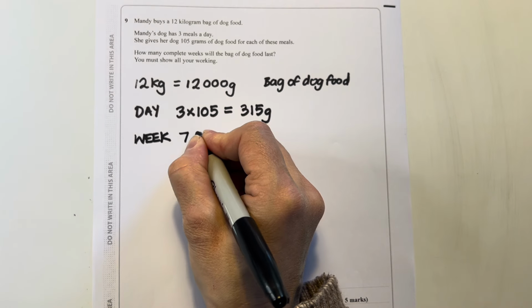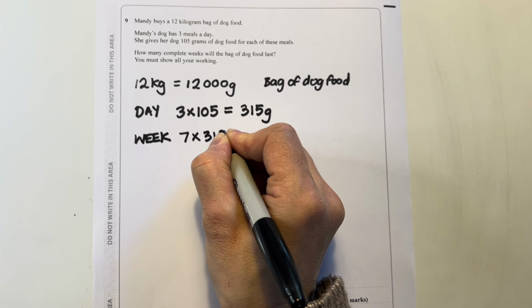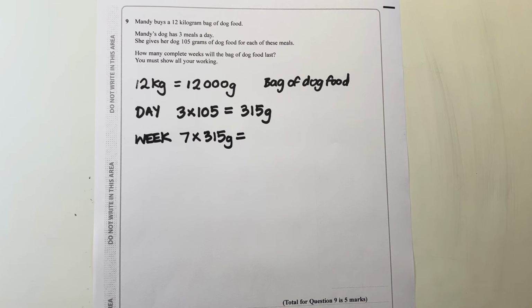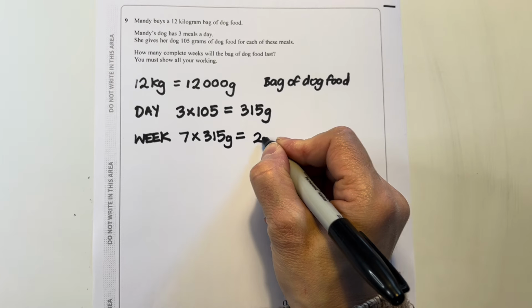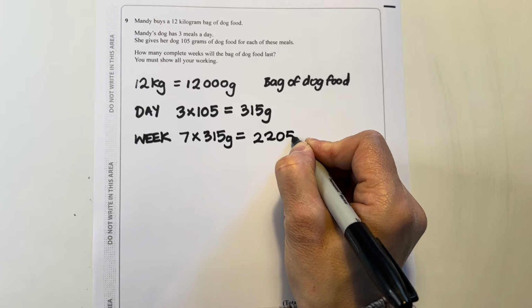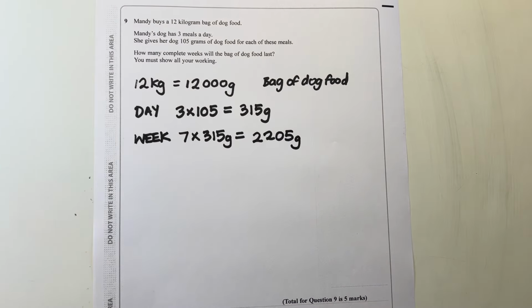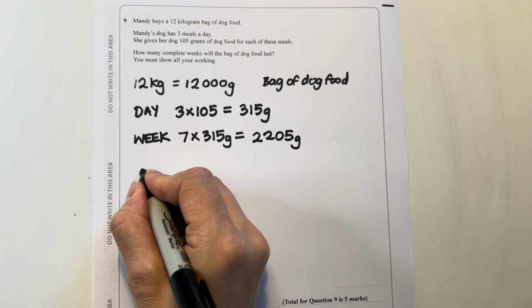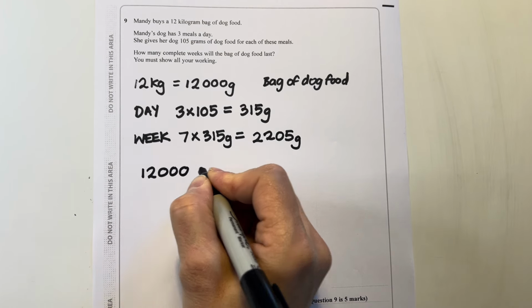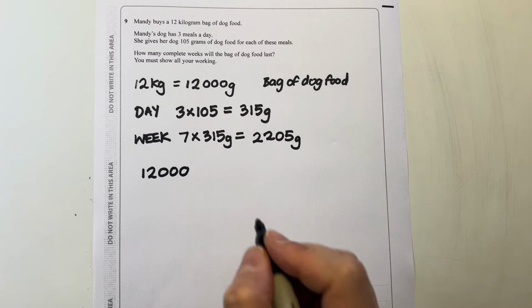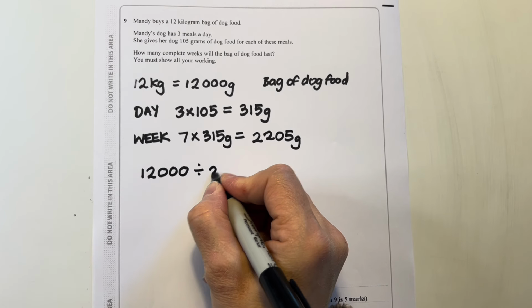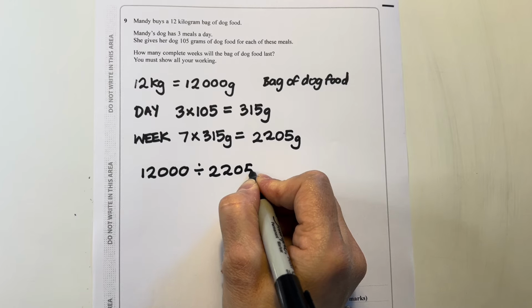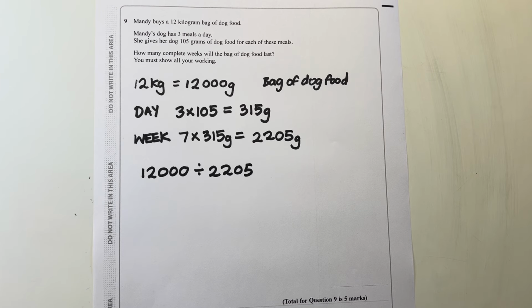In a week, the dog will eat 7 of those 315 grams of dog food. And this will be 2,205 grams for the week. We want to know how many complete weeks will the bag of dog food last. So we want to use the 12,000 grams, which is how many grams there were in the bag of dog food. And we want to see how many 2,205 grams we can make from the bag.